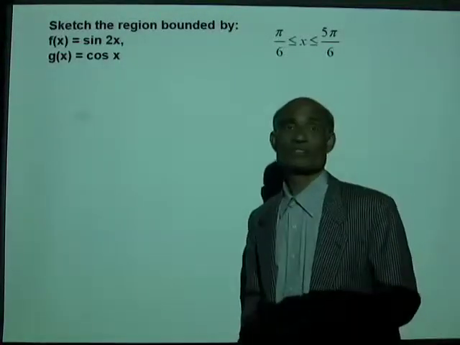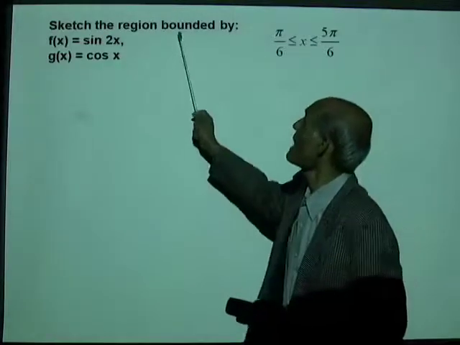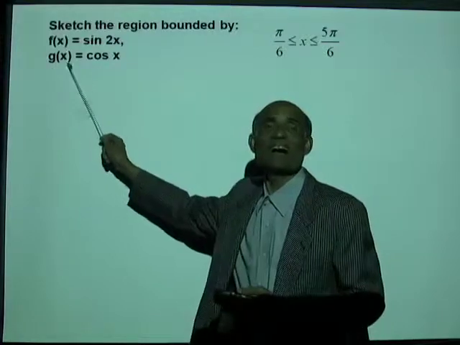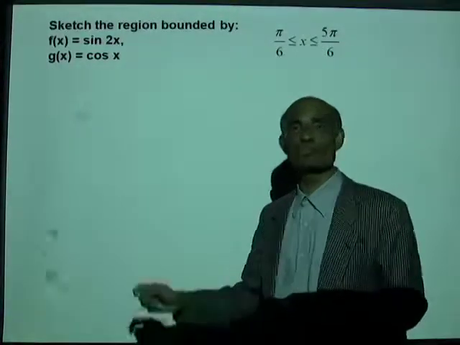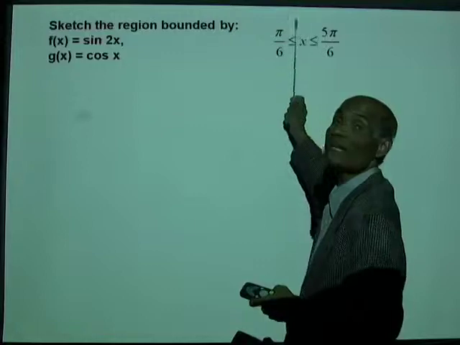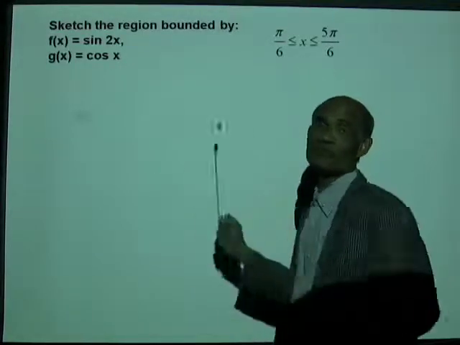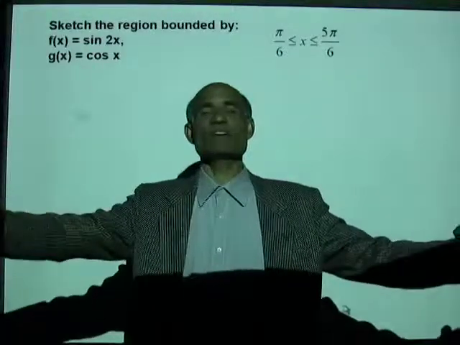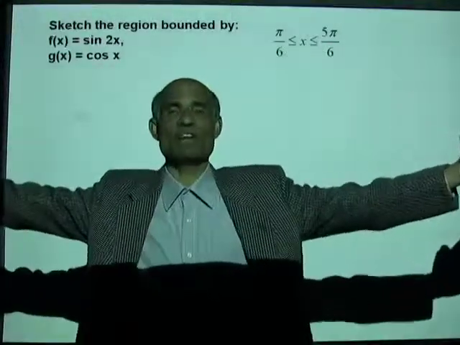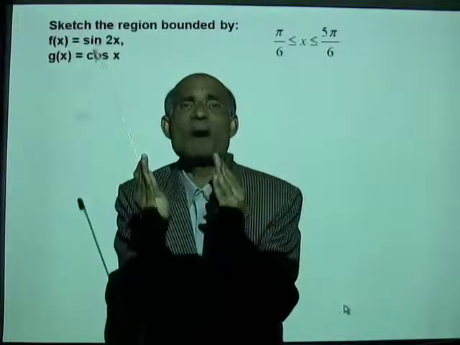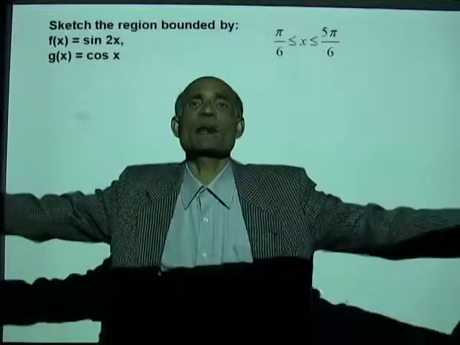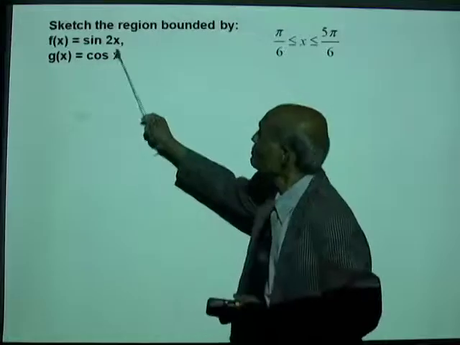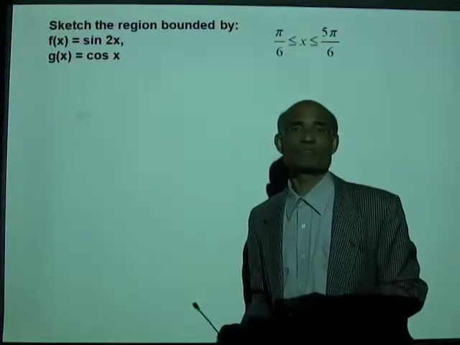Alright, let's try this. Sketch the region bounded by f of x equal to sine 2x and g of x equal to cos x in this boundary. Well, remember, f of x equal to sine 2x and g of x equal to cos x will go on infinitely. Unless we set a boundary, we will not be able to find the area because that's going to be infinite. All right, can you draw the graph of these two functions?